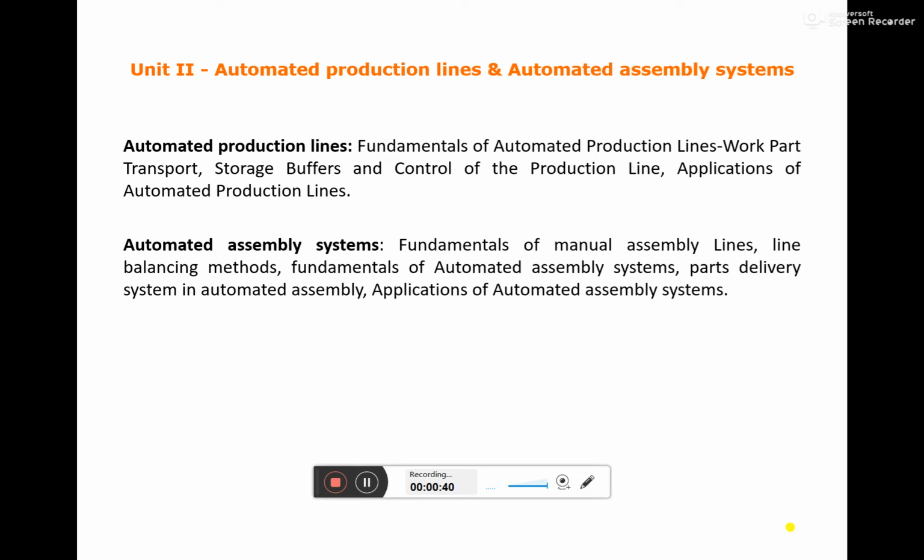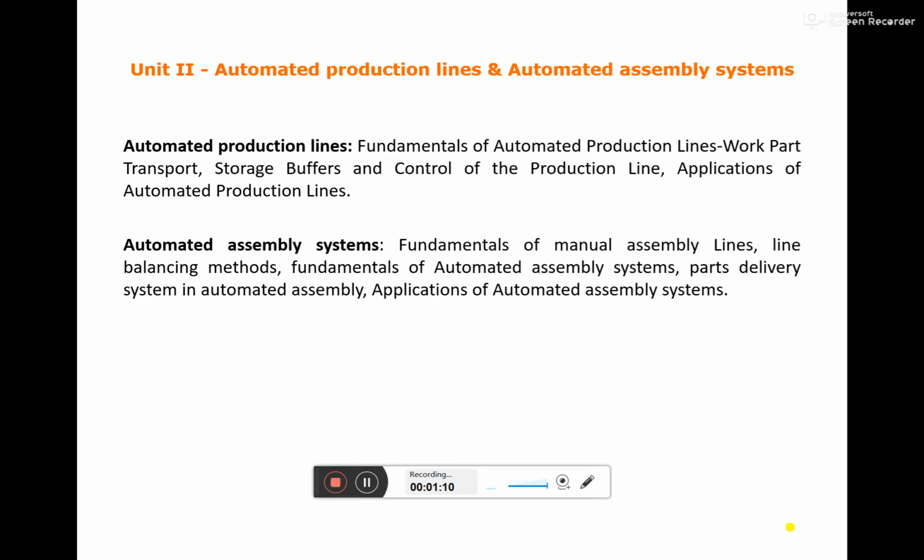I'll discuss the different fundamentals of automated production lines, work part transport, storage buffers, control of the production line, and the different applications of automated production lines. And the second half of this unit 2 is related to automated assembly systems.